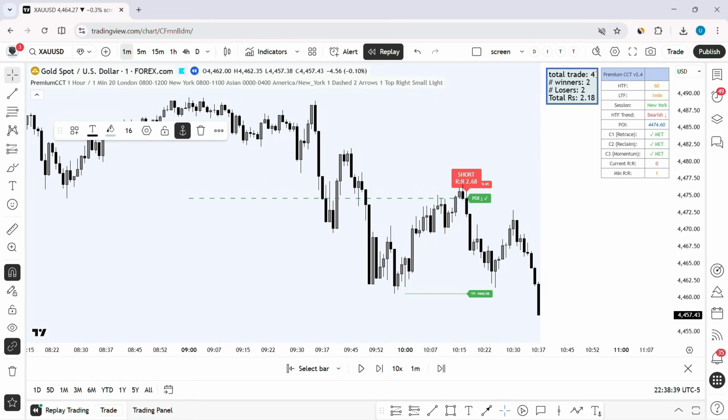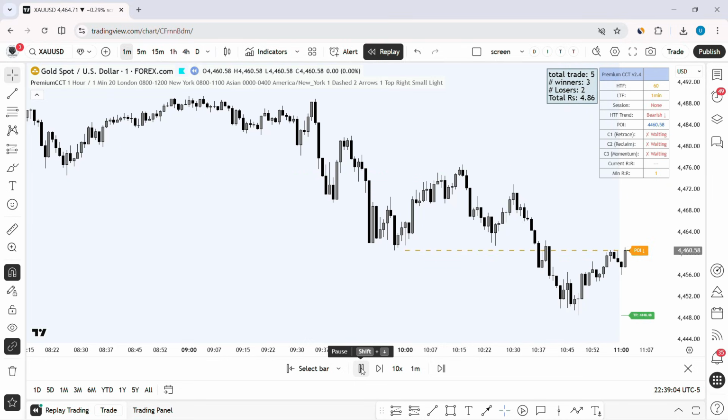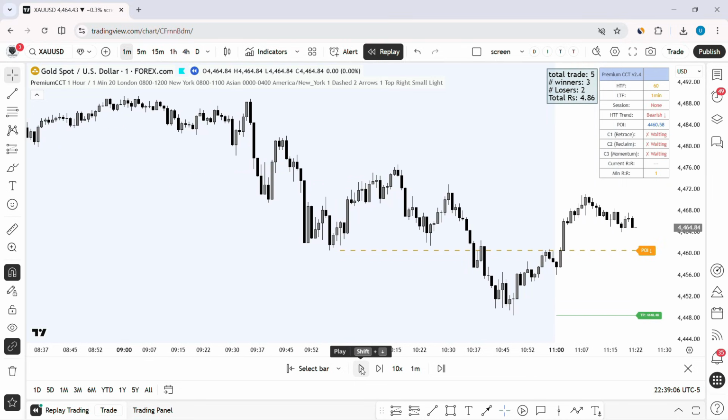First of all, we have 5 trades, then we have 3 winners with 2.68. We have 4.86 total R. Let's continue and see if another trade forms during this day's session. So no other trade forms and we are outside the session. Let's go to the 25th December and see if a trade forms or not.